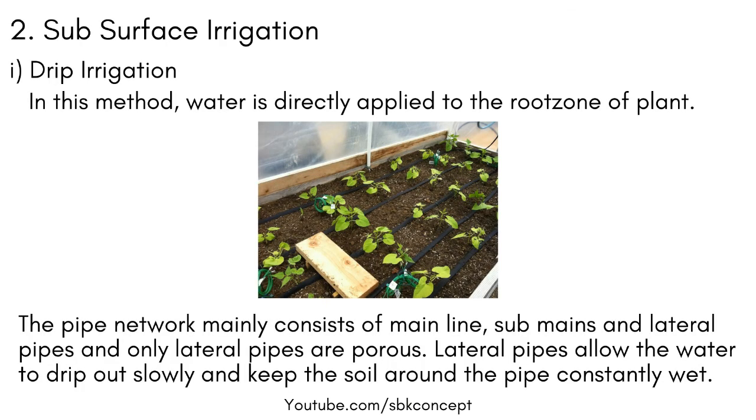Subsurface irrigation has drip irrigation. In this method, water is directly applied to the root zone of plant. The pipe network mainly consists of mainline, submains, and lateral pipes, and only lateral pipes are porous. Lateral pipes allow the water to drip out slowly and keep the soil around the pipe constantly wet.